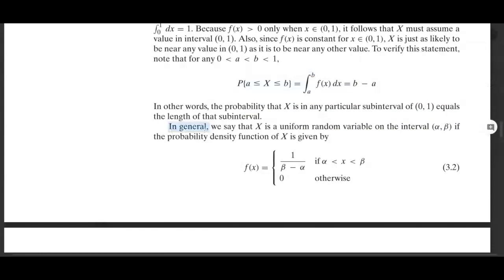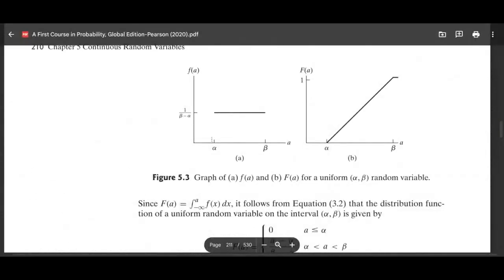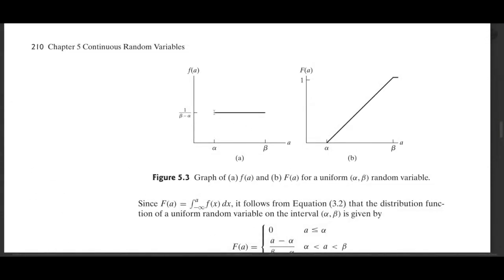In general, we say that x is a uniform random variable on the interval from alpha to beta if the probability density function of x is given by this: a constant, with alpha and beta representing some real numbers. Constant function, again. So picture it, it's the area of a rectangle, from alpha to beta. The density function is just this constant function, 1 over beta minus alpha. And the area is just this rectangle.